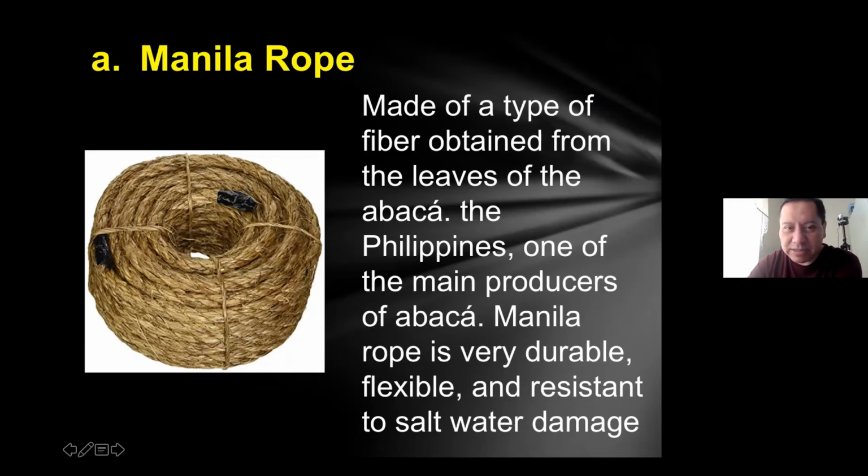And the reason why it's called Manila rope is because there are abaca leaves in the Philippines, and they produce a lot of abaca leaves. And out of the abaca leaves, they make the material for the rope, and it's very durable, flexible, and resistant to salt water damage. So that's why it's called a Manila rope, because it originated in the Philippines with the use of the abaca leaves. So A, Manila rope. That's one type of rope.